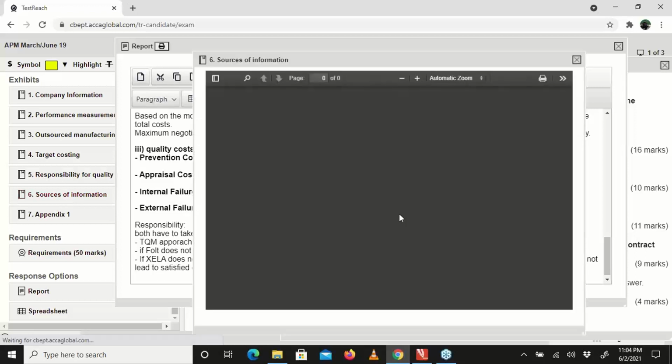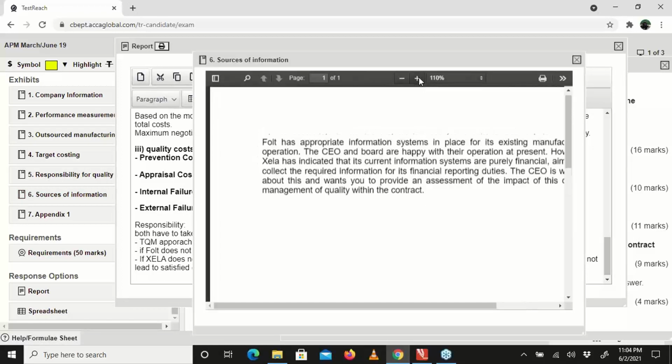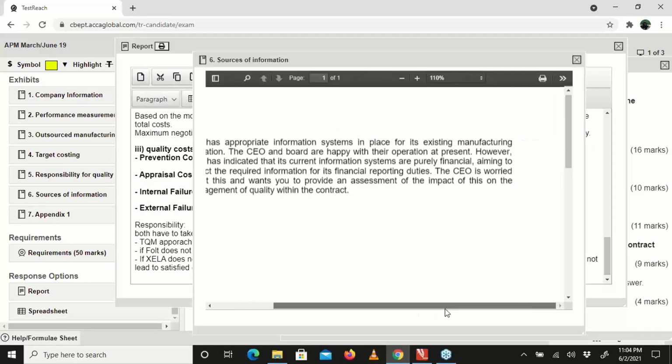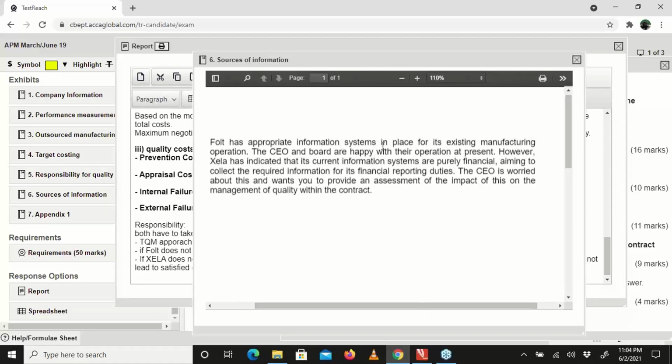Now we are left with the last part of the question. And what does it say? It says Fault has an appropriate information system in place for its existing manufacturing operation. The CEO and the board are happy with their operation at present.